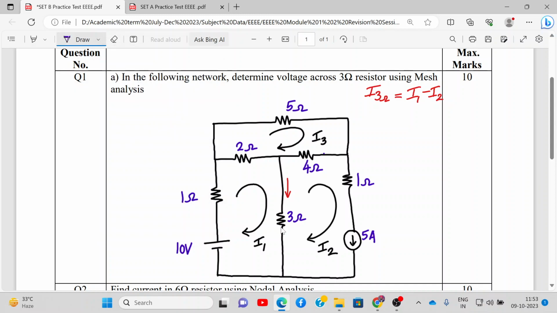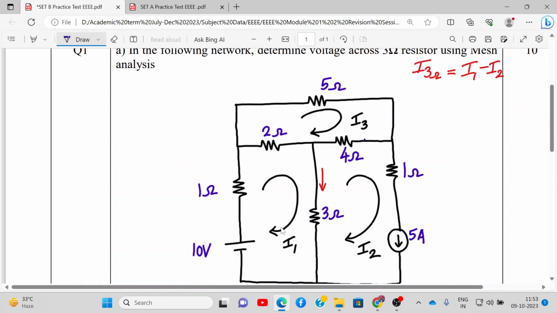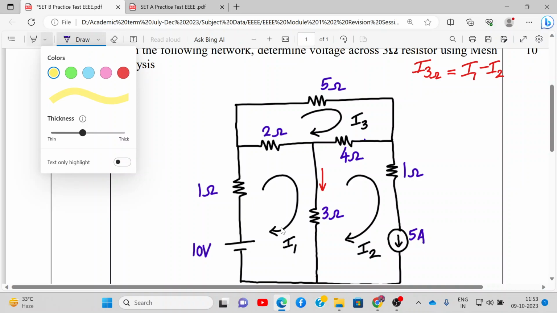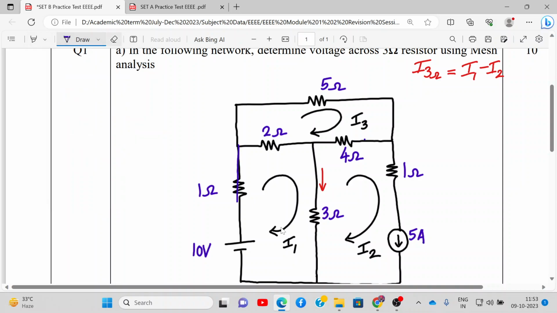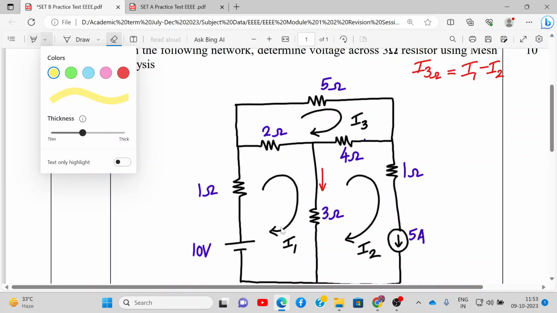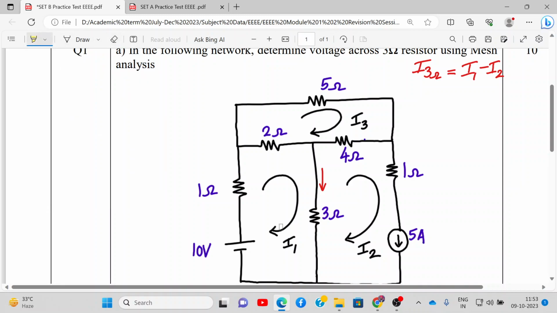So let's apply KVL. Let's apply KVL to loop number 1. This is my loop number 1, and let me highlight it with yellow color. This 2 ohm is shared with loop number 3 and 1. This 3 ohm is shared with loop number 1 and 2. Alright, so let's apply KVL in loop 1 or mesh 1. So we'll be using mesh analysis.